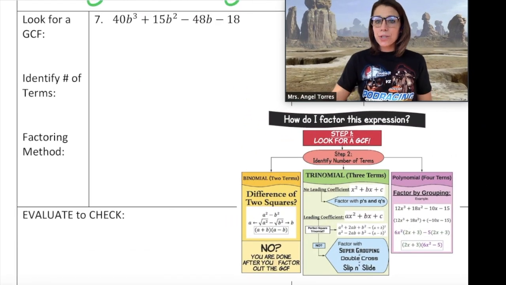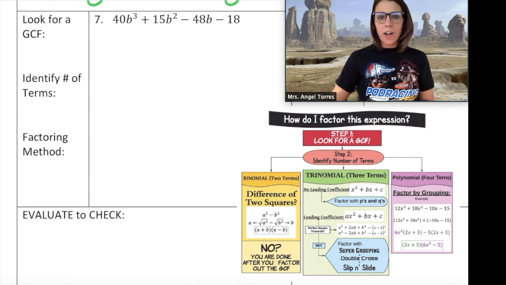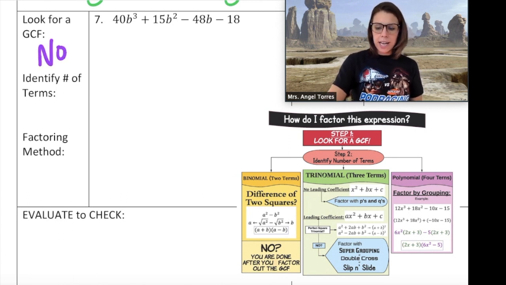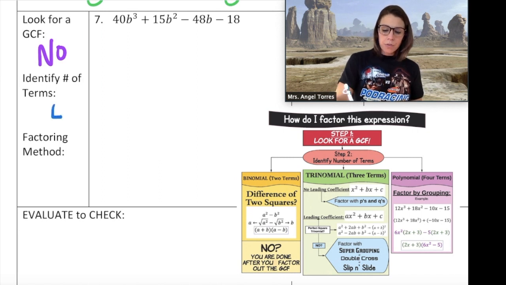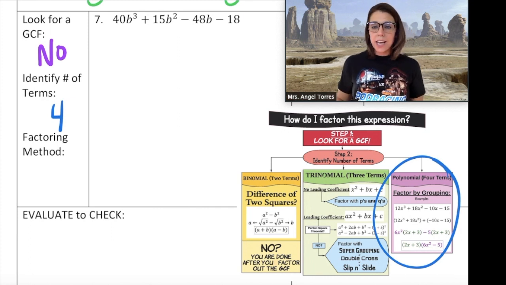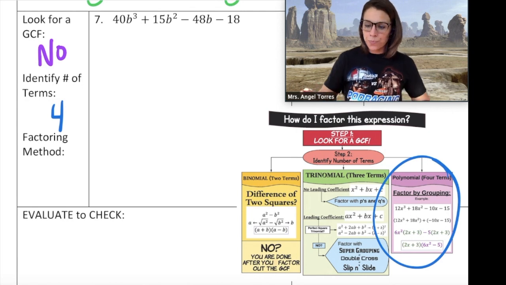Moving right along to number 7. First of all, is there a GCF among all 4 terms? I don't think so. No GCF here, which means we go on to step 2. How many terms are there in this expression? I count 4, which means we're looking in this area in our diagram. And as we mentioned, a 4-term polynomial can only be factored in one way. That's by grouping. So go ahead and factor this using grouping now.